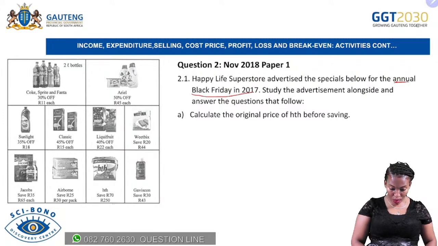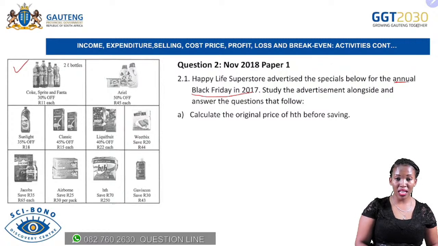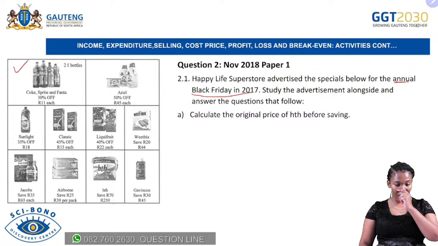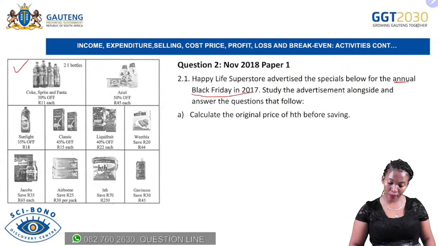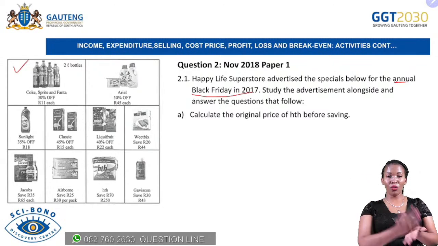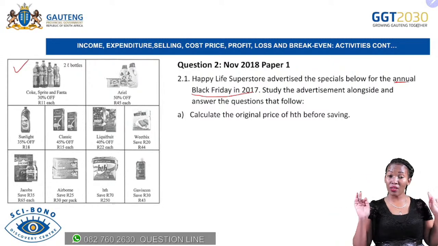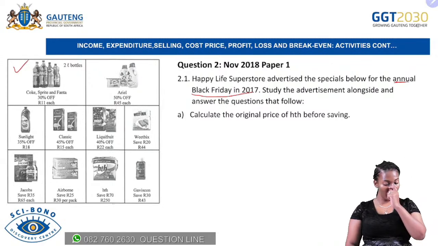So here the first one, we've got the 2-liter bottles, we've got Coke, Sprite and Fanta, and then you saved 30%. So it means now that you've saved 30%, you are only going to pay 11 rand each. And then we've got the Ariel washing powder or washing liquid. Here is 50% off. 50%, it actually means half price. That's a good special. So you are paying how much here? You are paying 45 rand each.